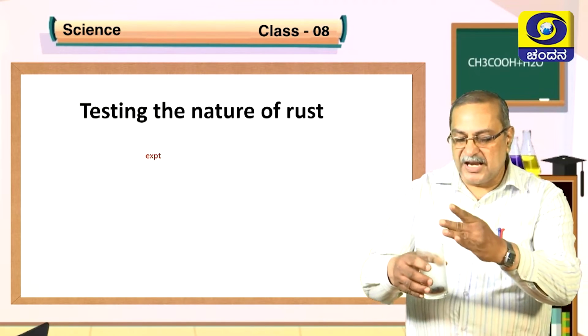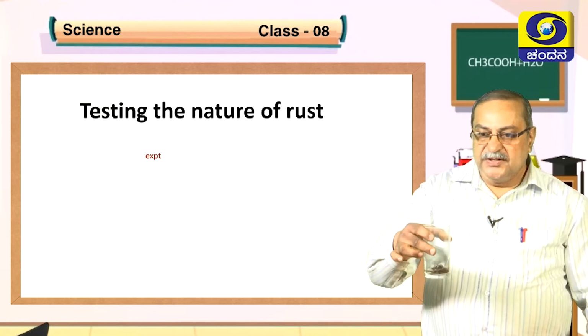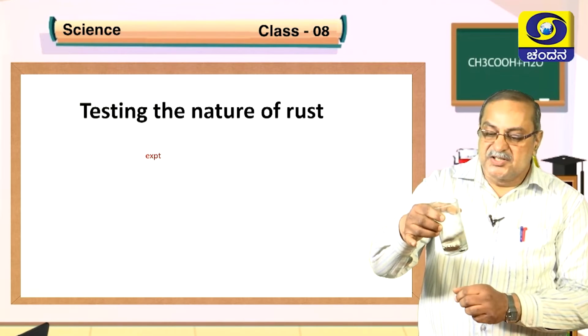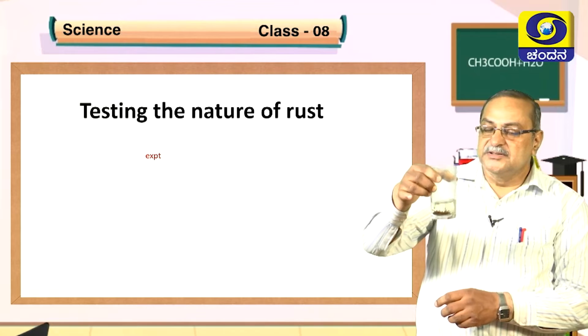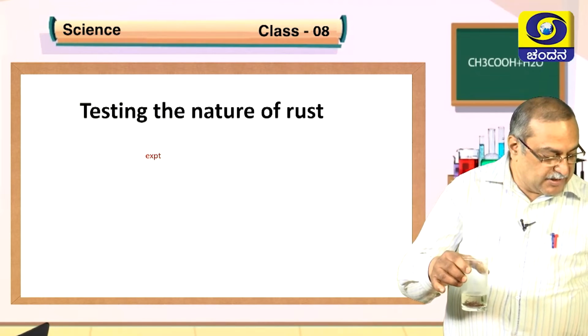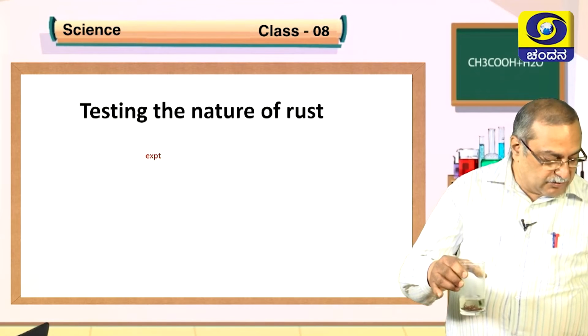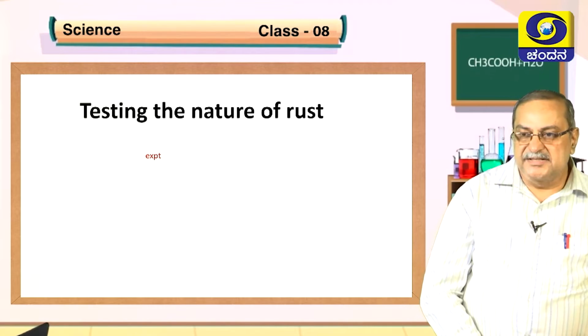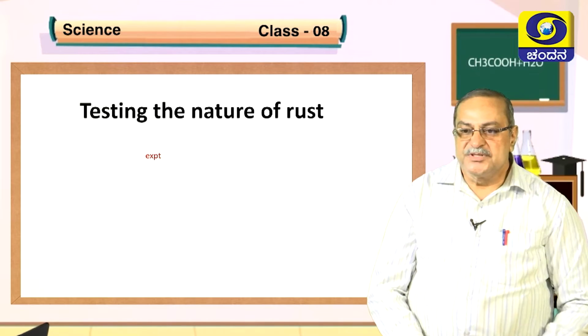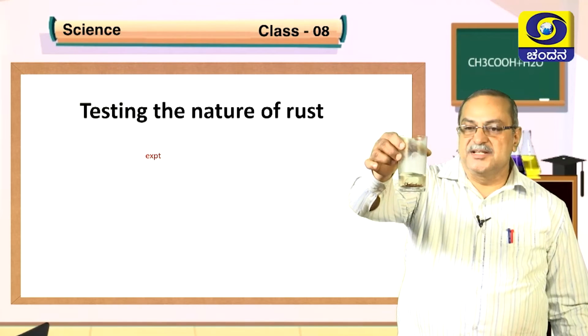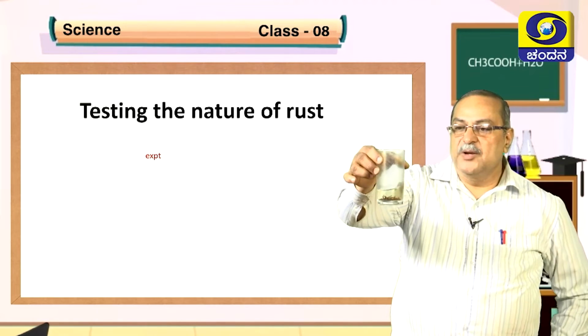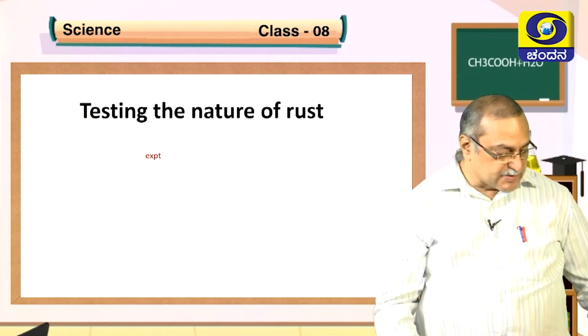I am putting them in the glass and adding water to this one. I am shaking, so the rust is going to dissolve in it. A little bit I have to wait for that to dissolve. By shaking I can dissolve it a little. Now, let us check whether it is acid or base. I think some of the rust has dissolved in this. Now, I am going to check it with the litmus paper.